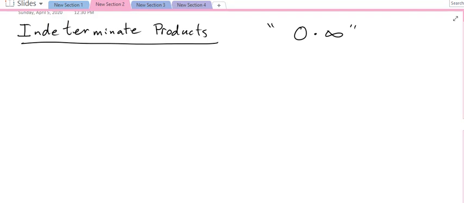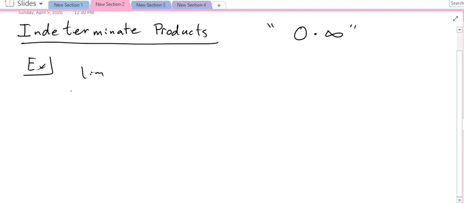Now, for another indeterminate form, we also have indeterminate products, and these are things of the form 0 times infinity. And again, what we're going to need to be able to do is take this and rewrite it so that we can apply L'Hopital's rule to it. So let's just jump in with an example here.